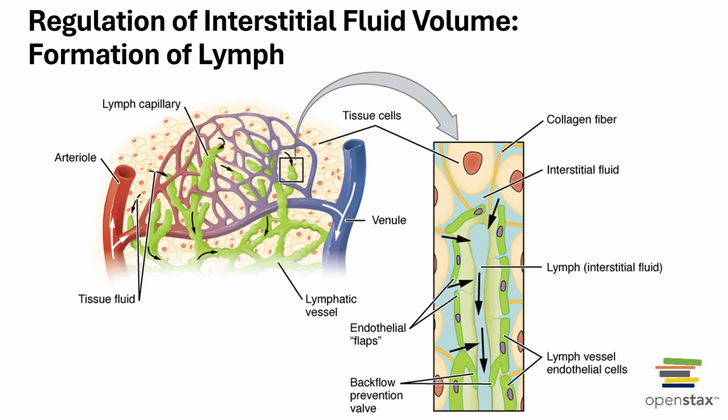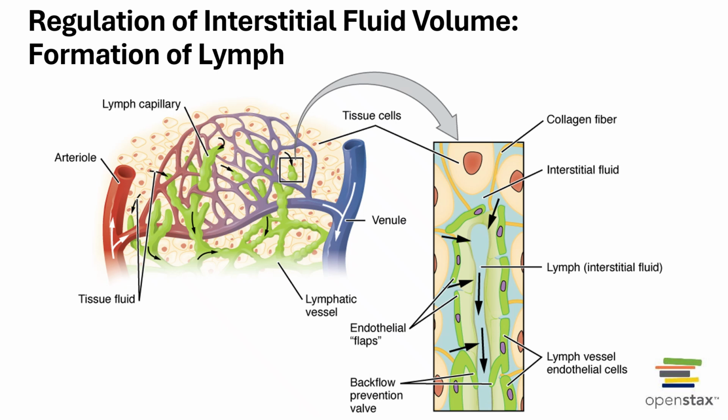The lymphatic system has three major functions. First, it regulates interstitial fluid volume. Fluid constantly leaks out of blood capillaries due to blood pressure. This fluid becomes extracellular fluid surrounding the cells. If this fluid is not returned to the bloodstream, it would accumulate in tissues.